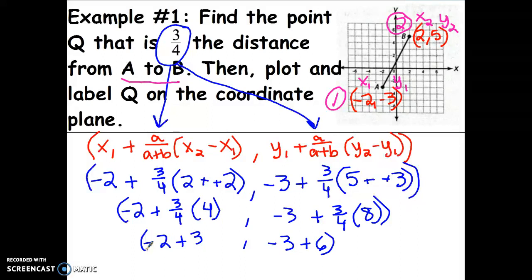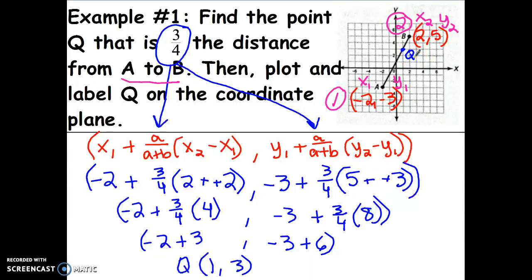So let's go ahead and do our integer rules and combine these like terms. -2 and +3. What does that give us? 3 minus 2 is 1. And then -3 plus 6, or 6 minus 3 is 3. So our ordered pair, which is point Q, is (1, 3). So I'm going to come up to my graph and I'm going to plot that point. (1, 3) is right here. And that is point Q.